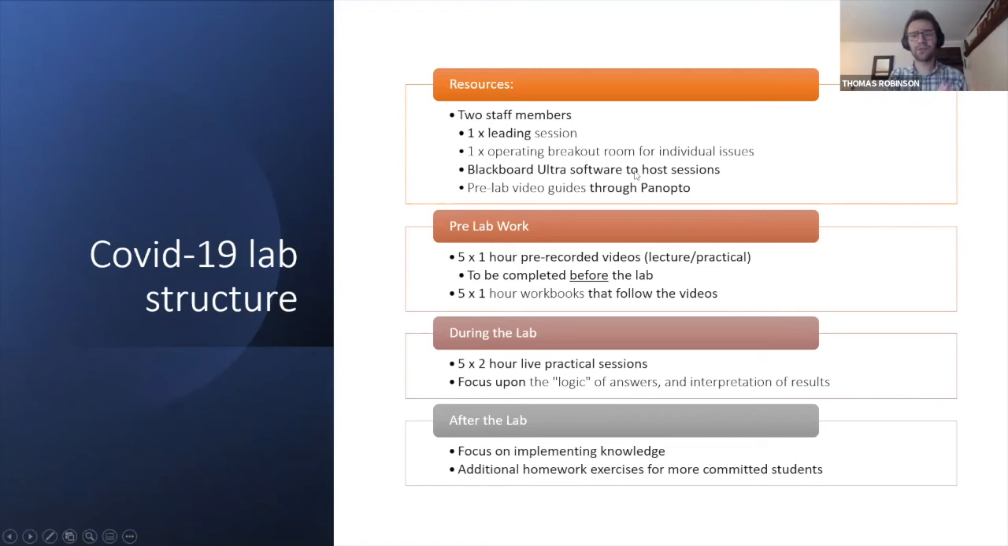We used Blackboard Ultra, which was the university solution to host these sessions, and all our pre-lab videos went onto Panopto via Encore. I can't remember which way those two things go around. In terms of the pre-lab work, it was just 5 one-hour videos and a set of handbooks that we worked out should take about an hour for them to complete once they followed the video.